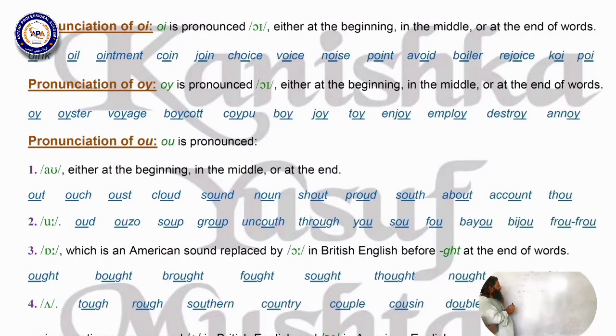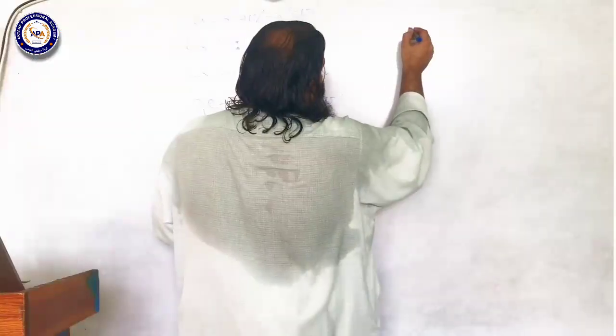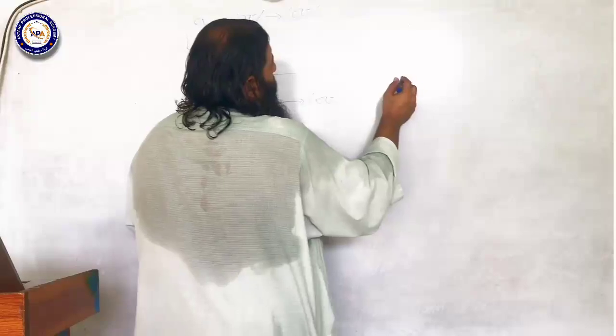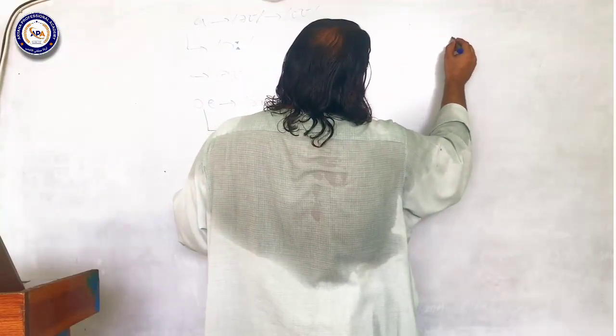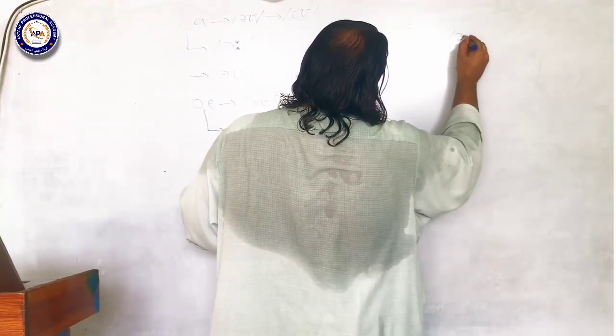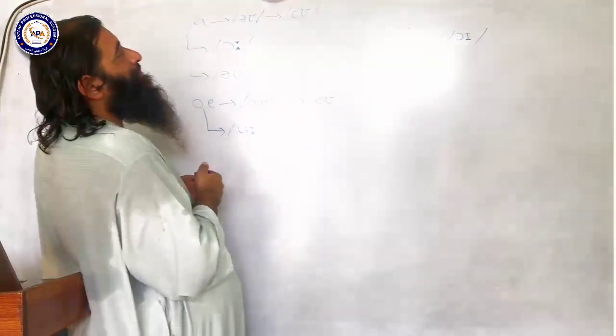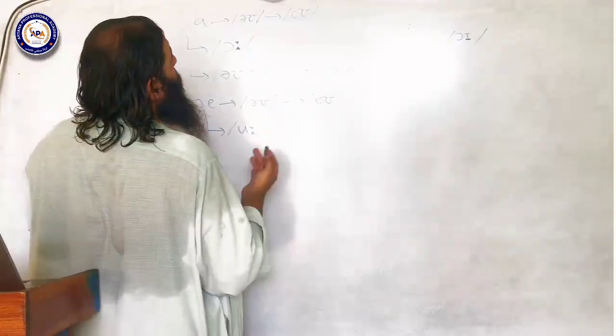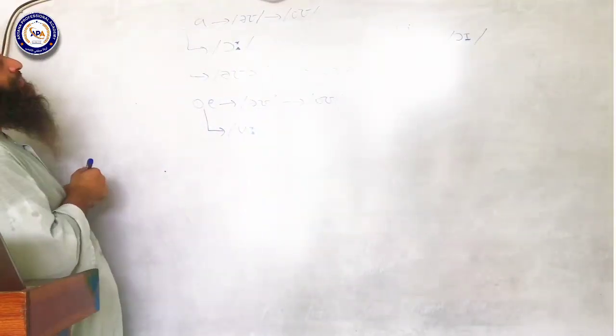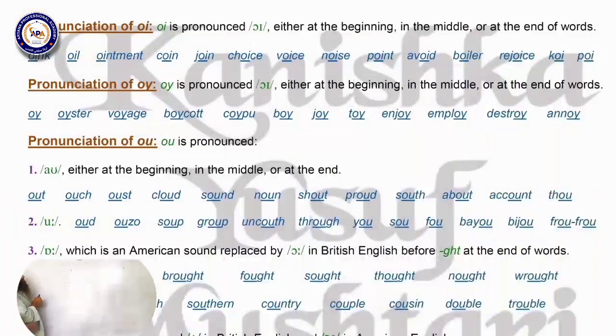Next digraph, actually the next two digraphs we will say, OI and OY. They are both pronounced the same way. They are always pronounced OI, which is usually mispronounced in some countries like Afghanistan, Pakistan, and sometimes India. Instead of OI, people pronounce I, they mispronounce them. But remember that OI and OY are always pronounced OI, and they give just this one sound.